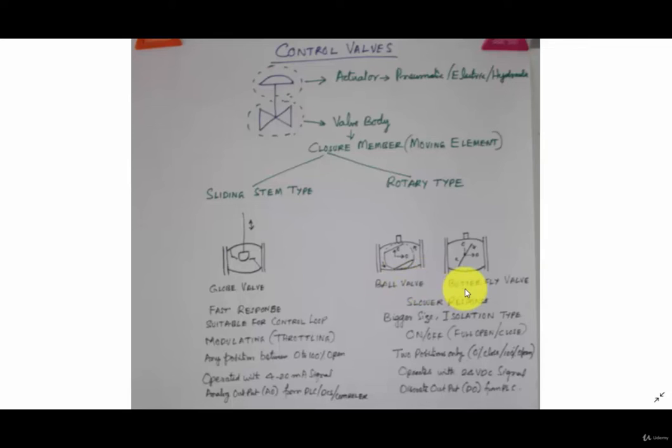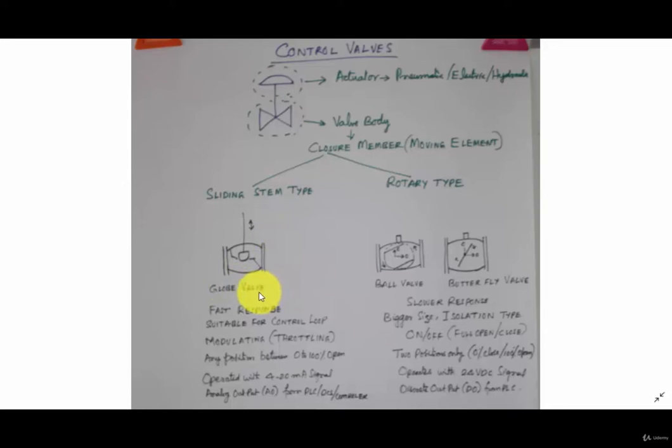A butterfly valve is also there. There is a disc inside rotating 90 degrees. If the disc is horizontal, it is open. The fluid will flow above and below the disc, and that is the full open position. When this disc turns 90 degrees, it closes. That is a butterfly valve. These come under rotary. This comes under sliding stem type. It is a globe valve.